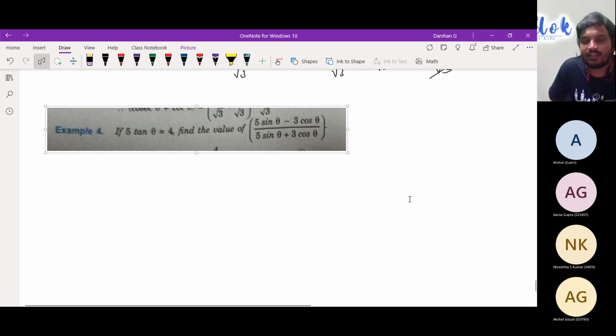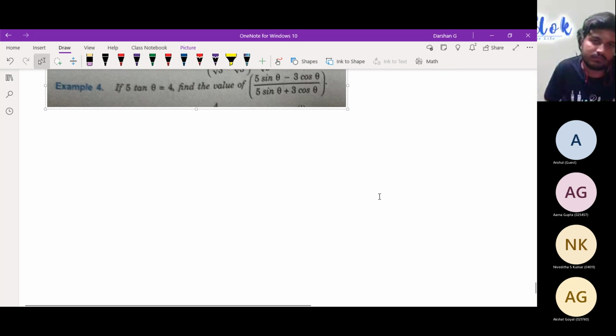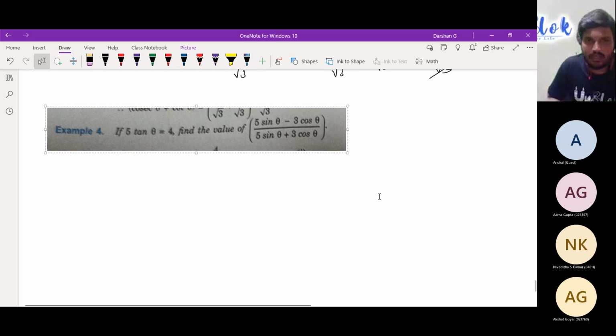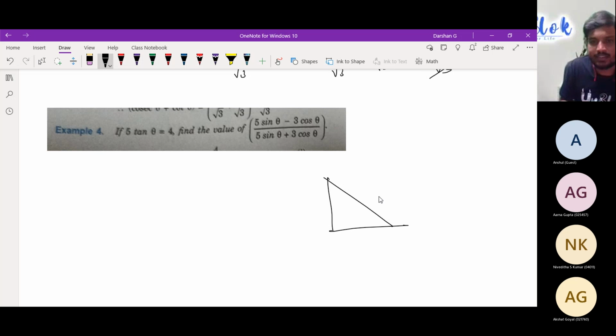If 5 tan theta is equal to 4, you have to find the value of (5 sine theta minus 3 cos theta) divided by (5 sine theta plus 3 cos theta). Whoever knows can go ahead and solve this question. Whoever doesn't know, you can listen.